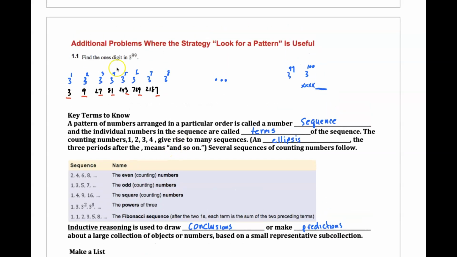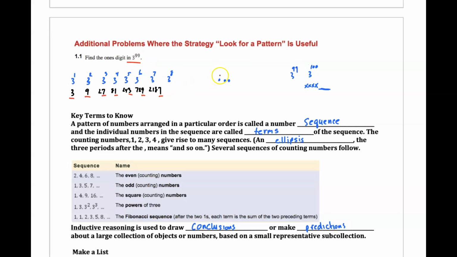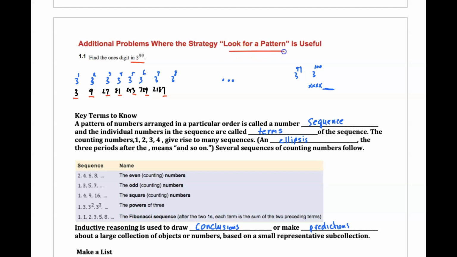Let's take a look at another problem here. Find the ones digit in 3 to the power of 99. Now, if you get a calculator, we're not going to be able to figure that out. I'm not sure the calculator will do it. The number's so big. However, looking at a pattern, we could maybe predict. How would we do that? Well, let's take a look.